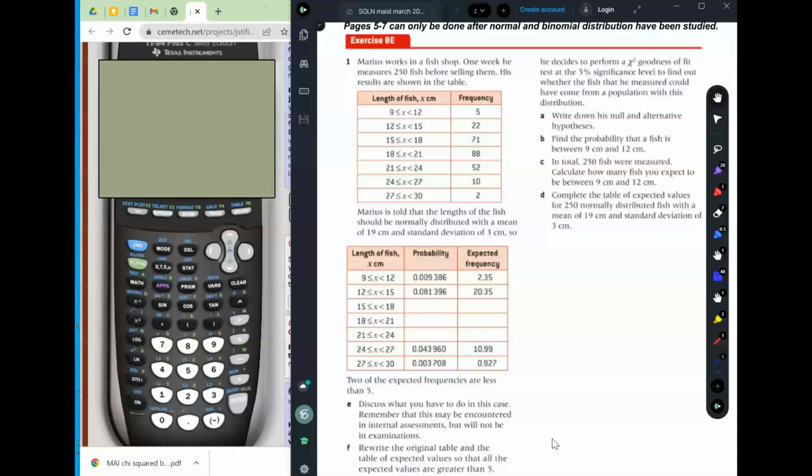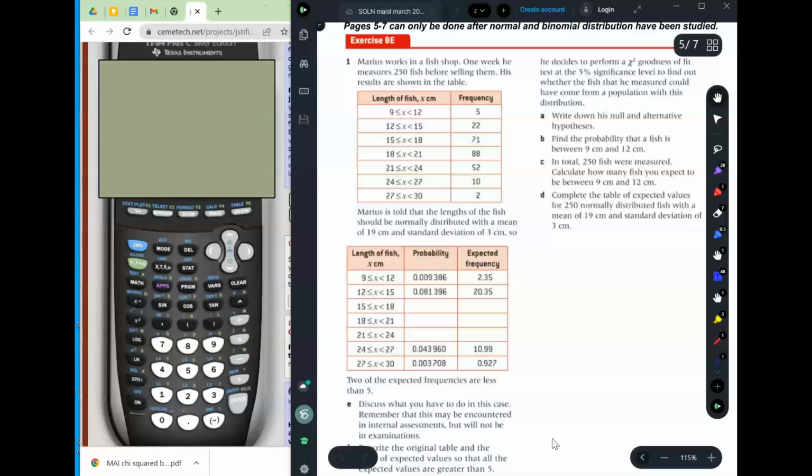Remember, in chi-squared, you use L1 and L2. L1 is going to be your actual observed frequency, which is this first table here. And then L2 is going to be your expected frequency. So let's look at the second paragraph. Marius is told that the lengths of the fish should be normally distributed with a mean of 19 centimeters and a standard deviation of 3 centimeters. Then it shows a table of the distribution you would expect to see if it is normally distributed.